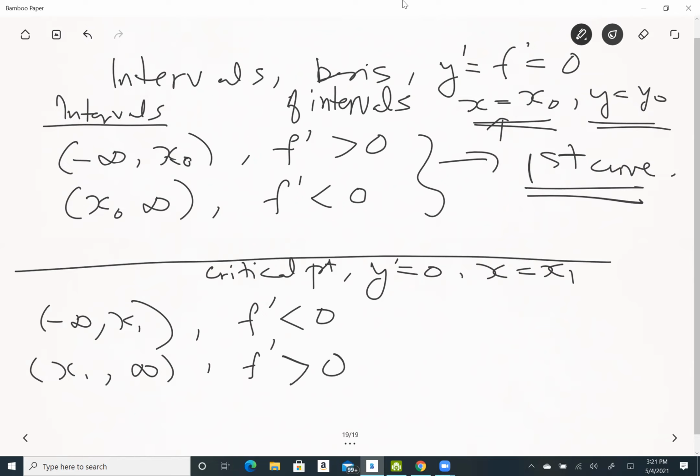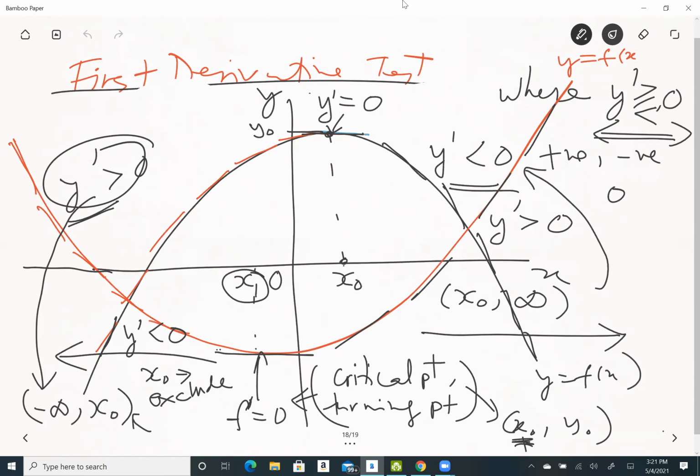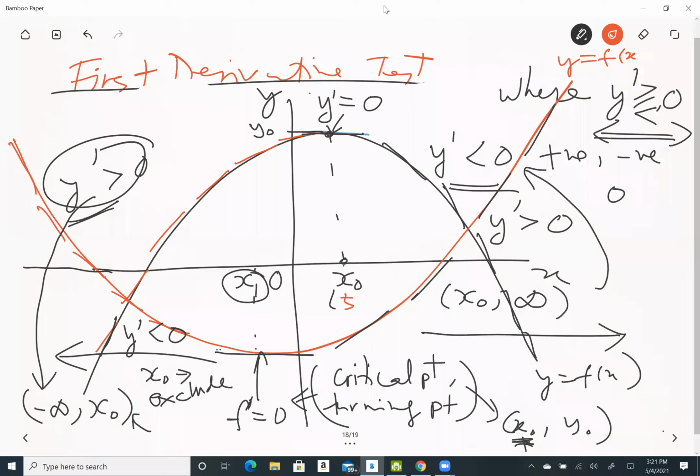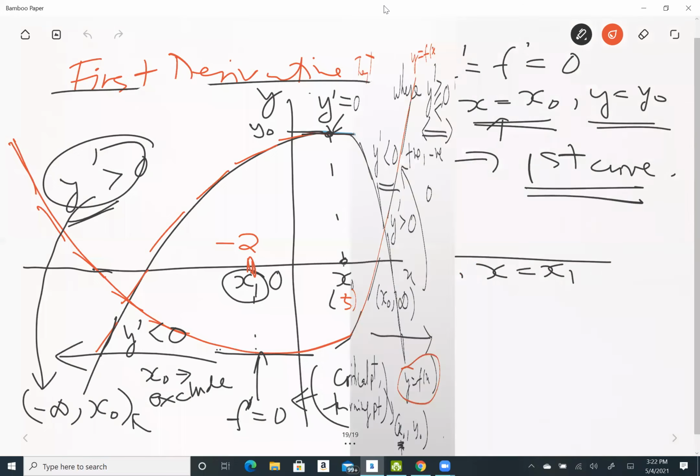Okay, all right. Now, let's go back to the graph. Suppose this x0 is equal to 5, and let's say this x1 here is equal to negative 2. Don't worry about the negative 2. Just look at the first curve. Suppose 5, we give a specific value.